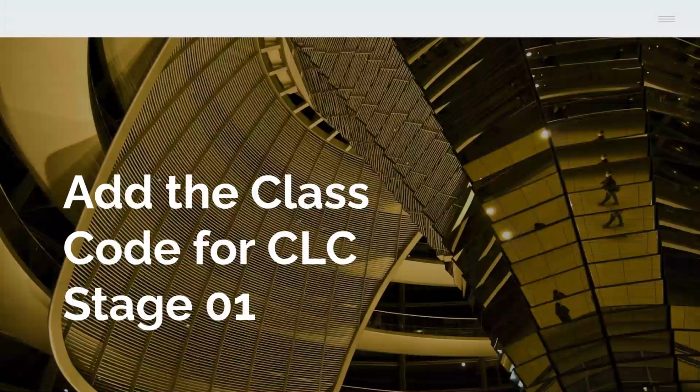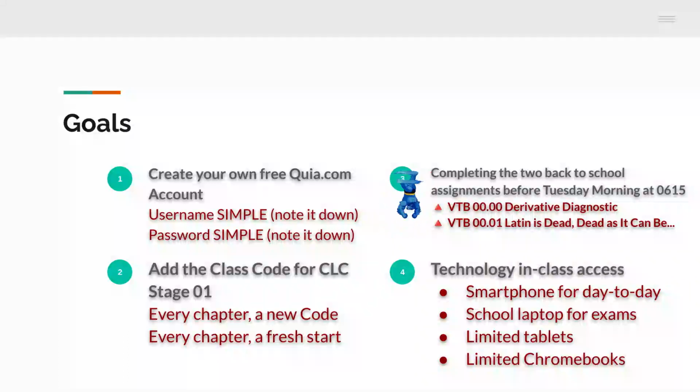So we've added the class code and we got that done. Now let's go to the 2 back to school assignments. If you get these done early, and what are the assignments? A derivative diagnostic, which is just giving you some words. Do to the best of your ability. Don't sweat it. It just tells me roughly where you are. It just takes your first shot. You won't know it. Most students score about 12 to 13%. And just doing it gets you a bonus, which is 150.